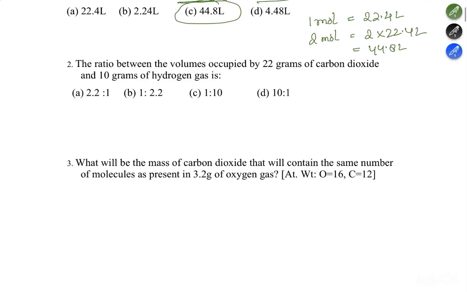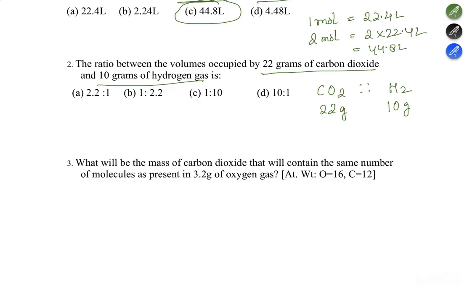The ratio between the volumes occupied by 22 grams of carbon dioxide and 10 grams of hydrogen gas. Now here they are asking the ratio of these two gases and they have given the mass. So the two gases given are 22 grams and 10 grams. To compare ratios, we have to convert both of these into moles.